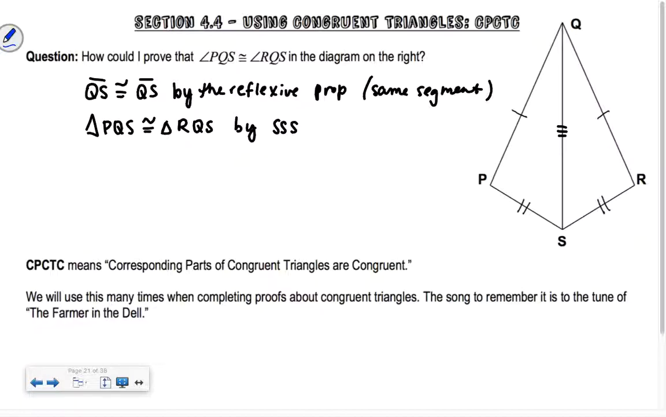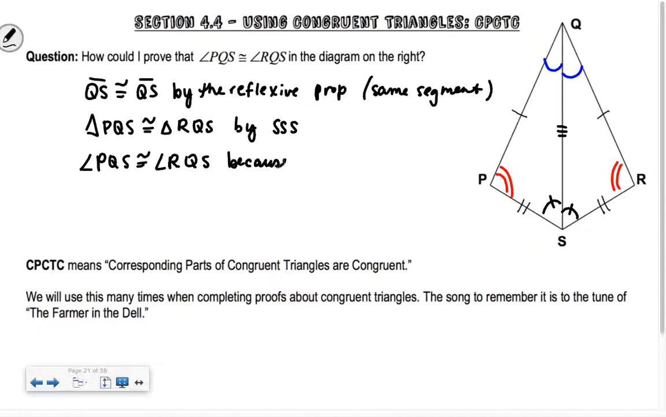So that means that this angle right here has to be congruent to this angle right here. This one has to be congruent to this one, and this one down here has to be congruent to this one down here. Looking at what we wanted, PQS and RQS, those are the ones that I marked in blue. We know that angle PQS has to be congruent to angle RQS because we have congruent triangles. Once you have congruent triangles, all of those pieces match up.